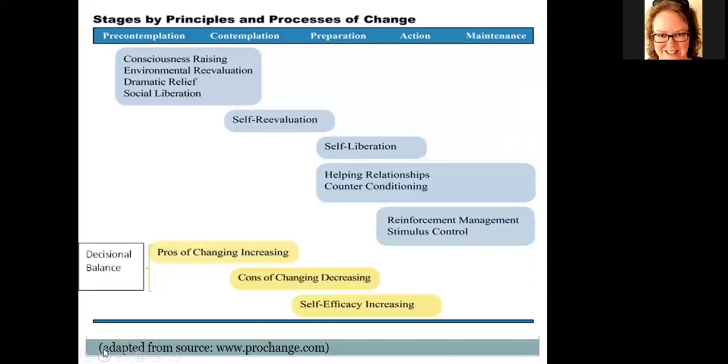For example, movement from pre-contemplation to contemplation can be best facilitated by consciousness-raising activities, dramatic relief, environmental reevaluation, and social liberation. And the application of any of these 10 change processes is contingent on the specific behavior and the context in which the change is occurring. There are myriad specific ways in which each of these 10 processes can be implemented. And that's where the real fun and creativity begin. So as I move through describing each of these 10 processes of change in just a few slides, think about what techniques you would use for each, given the type of behavior change you want to facilitate.